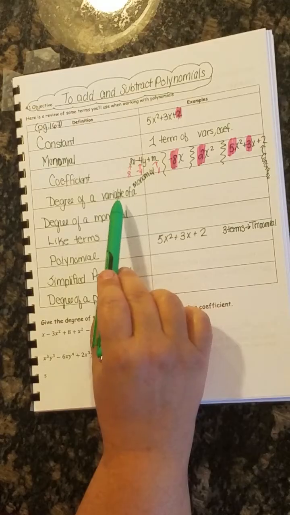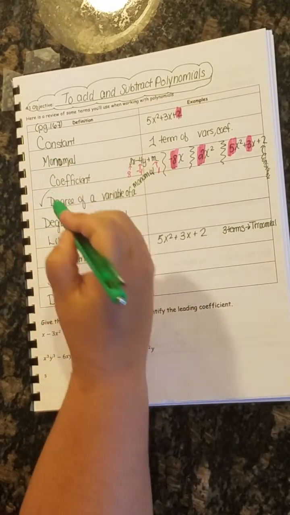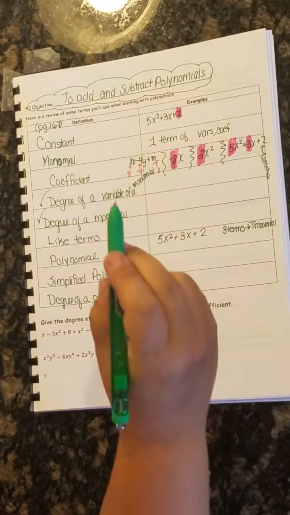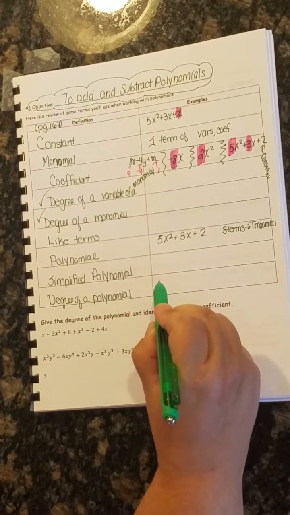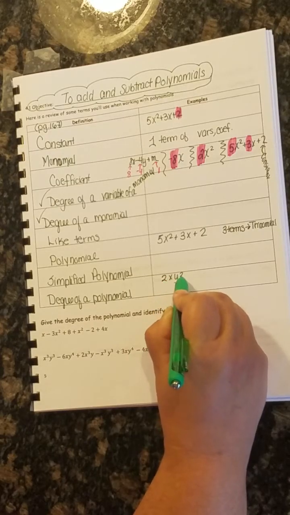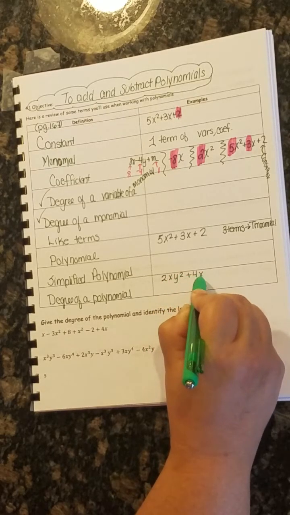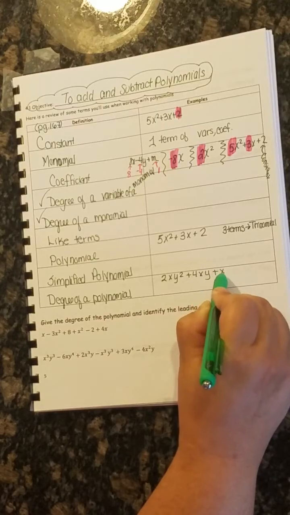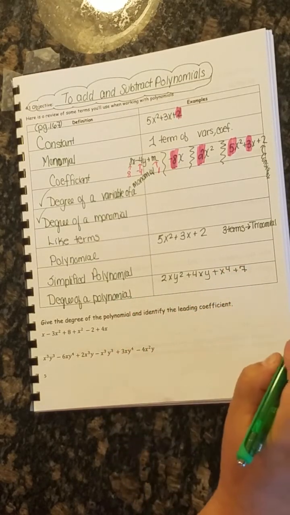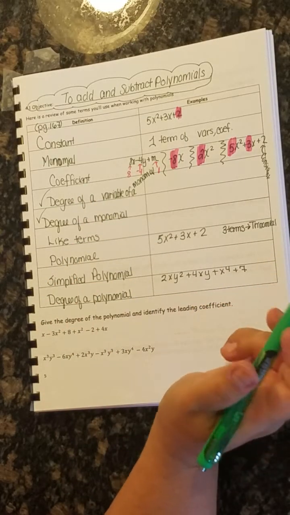So when I think of a degree, I'm going to go down to a degree of a polynomial, because this is what they put in the book. What's a degree of a monomial? Let me go to the polynomial first. So if I see something like this, 2xy squared plus 4xy plus x to the 4th plus 7, this is an entire polynomial. You know, a monomial is a polynomial.